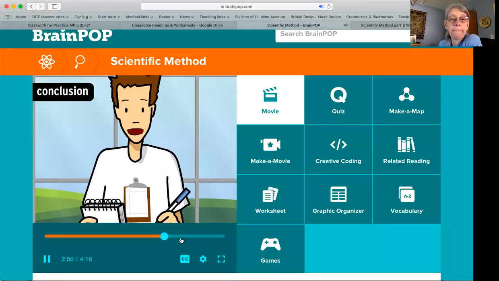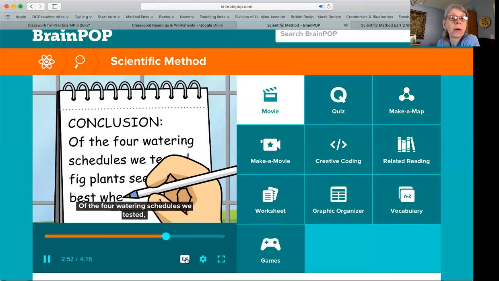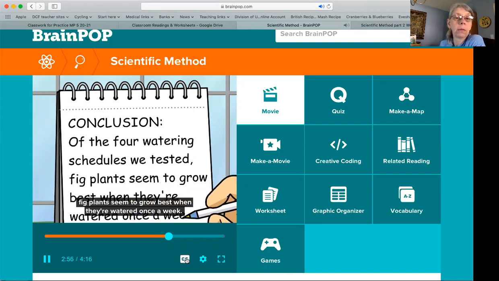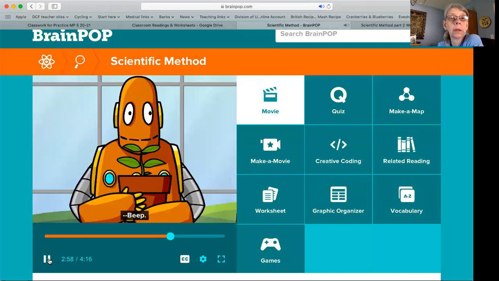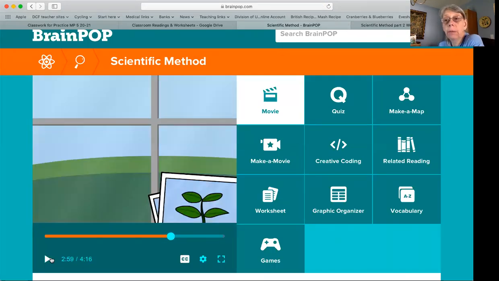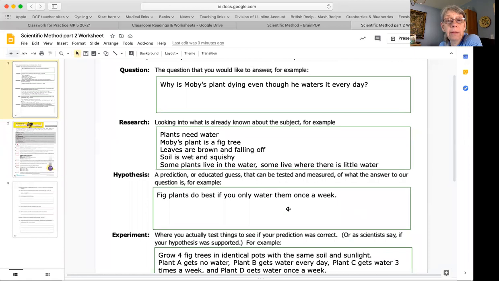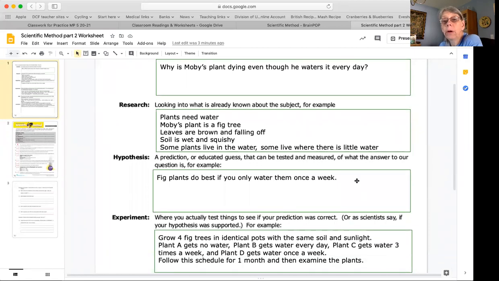From that, we can make a conclusion. Of the four watering schedules we tested, fig plants seem to grow best when they're watered once a week. So that's part of our conclusion. This one seems to have grown the best, Plant D, once a week. That was our hypothesis: they do best if you only water them once a week.